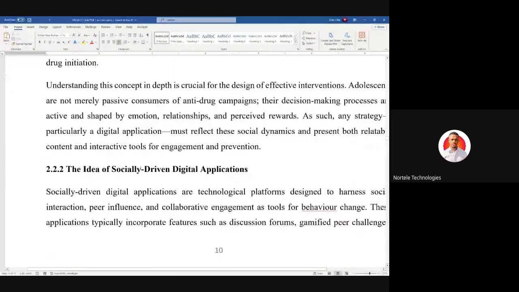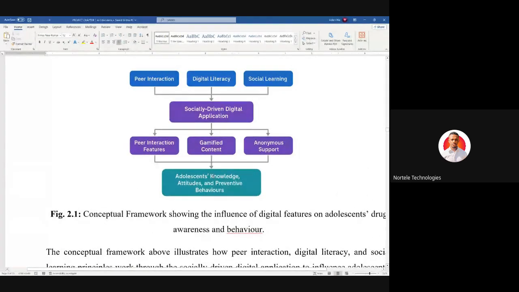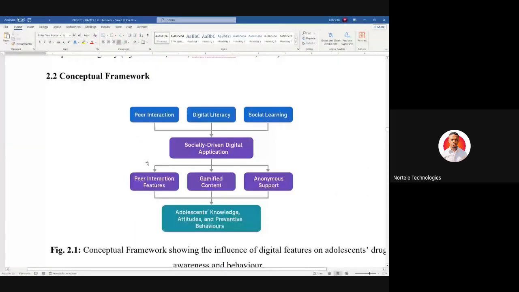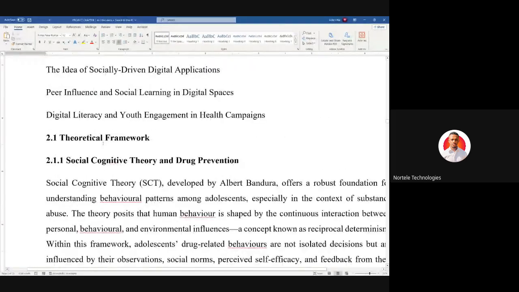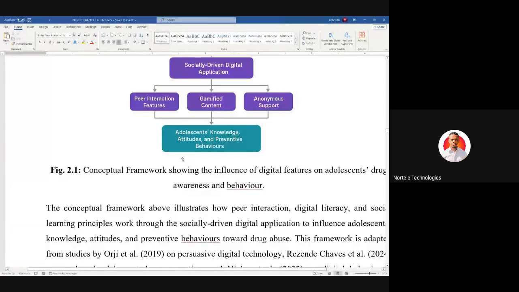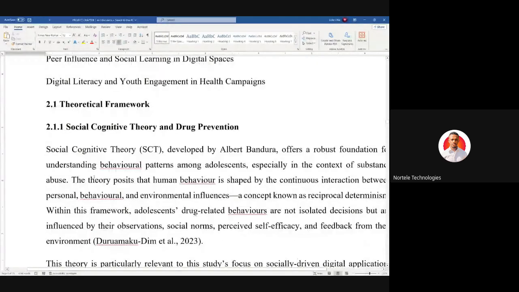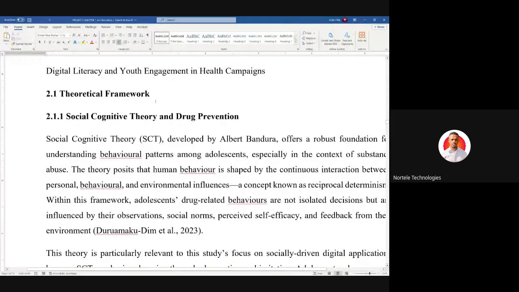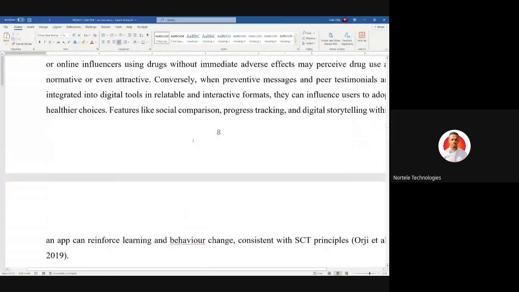Your conceptual framework. So this is your conceptual framework here. Your conceptual framework is just the different concepts you have examined from the variables of the work. How do they relate and what are you using them for? Now, the conceptual framework ties in the concepts in your work as well as the theory that you're using. Like your theoretical review here, the theoretical framework is social cognitive theory and drug prevention. So you tie it down with the concepts you are using.